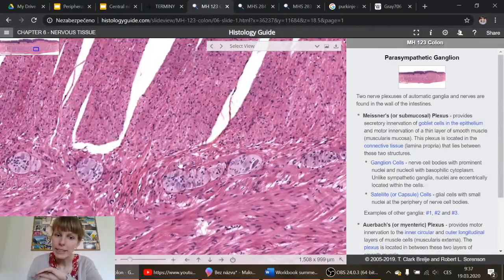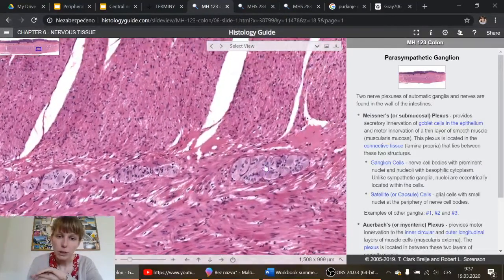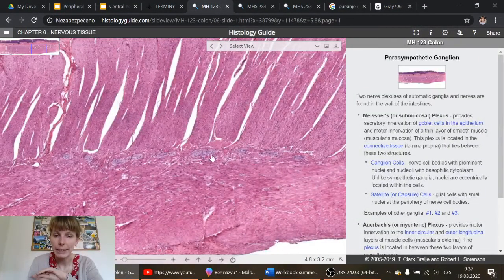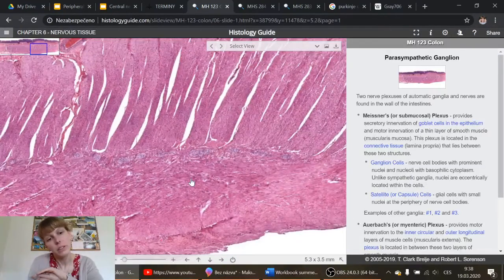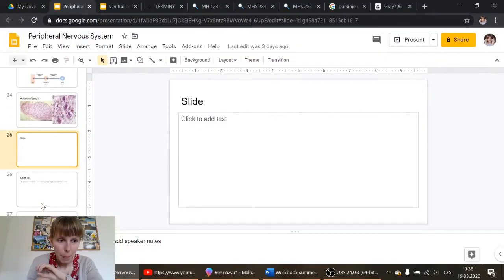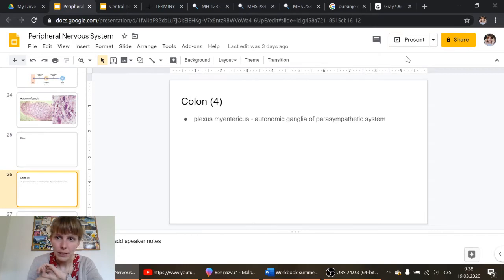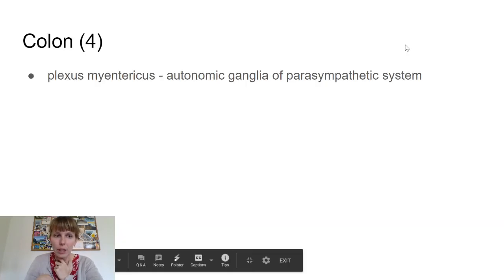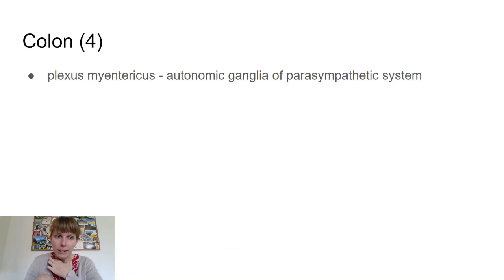So it's pretty easy to find between the 2 layers of the smooth muscles, and the cells that you see there are the neuronal cell bodies. So that should be it. So this is the last thing that we covered. You also have it in the presentation, and so you can find the plexus myentericus between the layers of the smooth muscle in the colon.